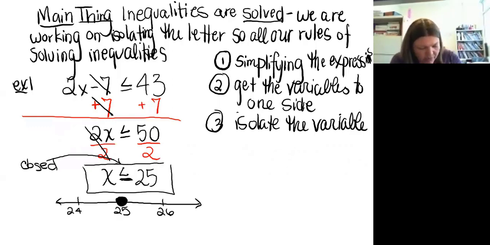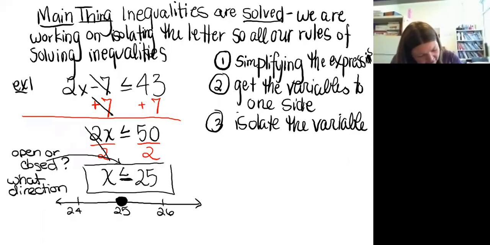And then the second thing you're going to need to decide is, what direction do I go in? The less than direction. Exactly. Less than direction, or left. We can see that arrow points off in that less than direction. X is less than 25. And so all the numbers underneath 25 are fair game.